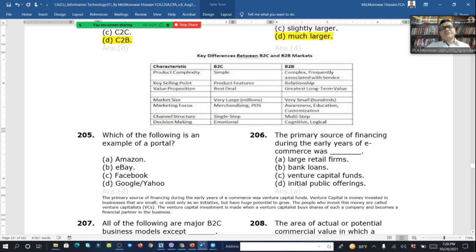So here is the difference, or we can compare, business to consumer and business to business. Characteristic: if we see product complexity, business to consumer is simple, but business to business is complex. Key selling point: business to consumer is product features, and business to business depends on the relation, organization to organization. Value proposition: base deal, greatest long-term value.